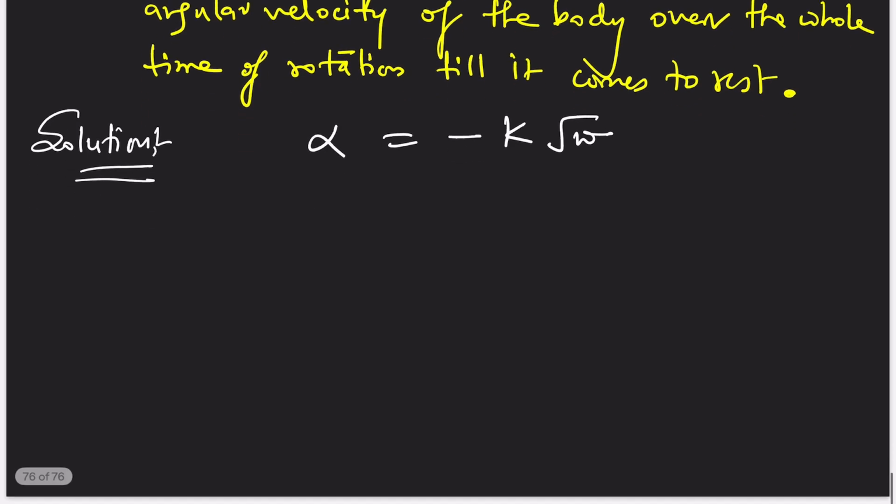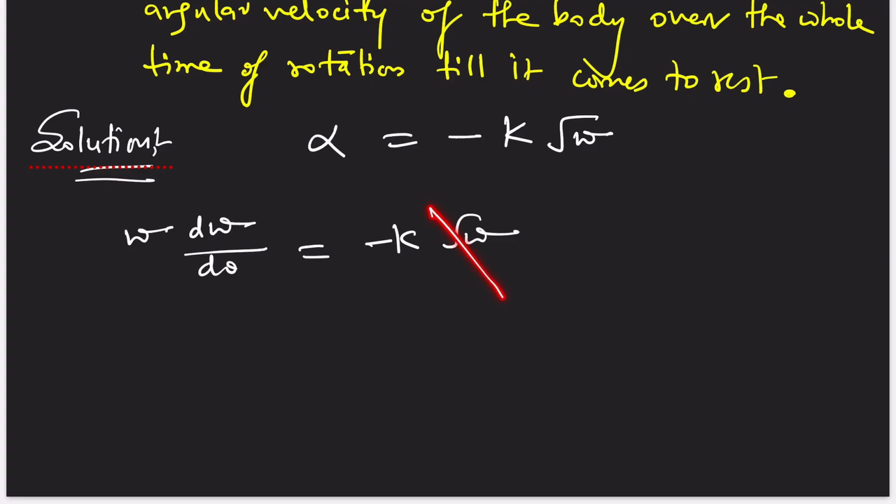Now let me solve this problem. Because omega is there, as I told you, if you see this kind of thing, omega or theta, you have to use which formula? Omega into d omega by d theta is equal to alpha. So that only I'm going to use here. Omega d omega by d theta is equal to minus k root omega. So here we can directly write that root omega will get cancelled, and on the left side we will have root omega left.